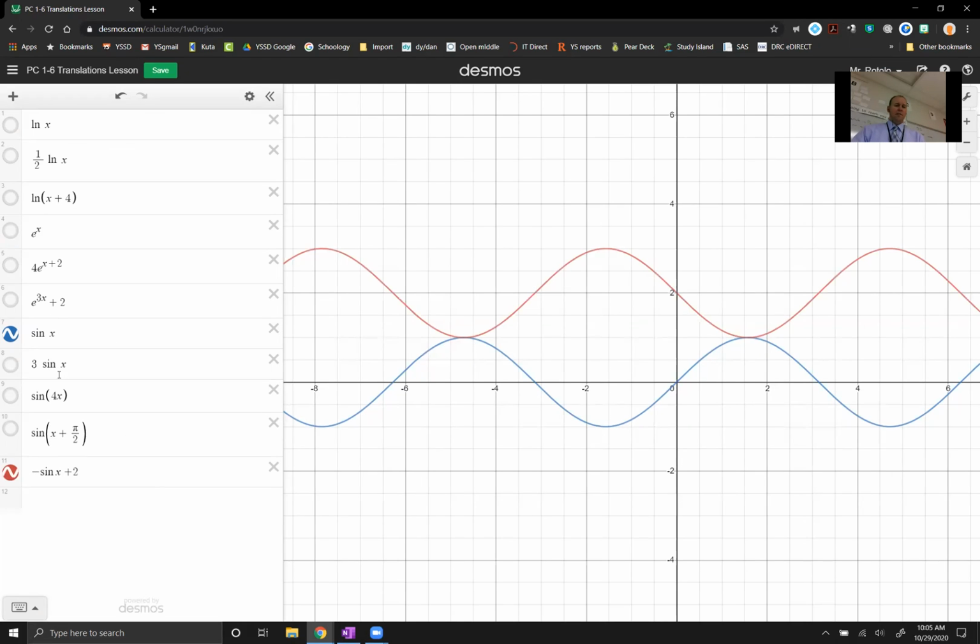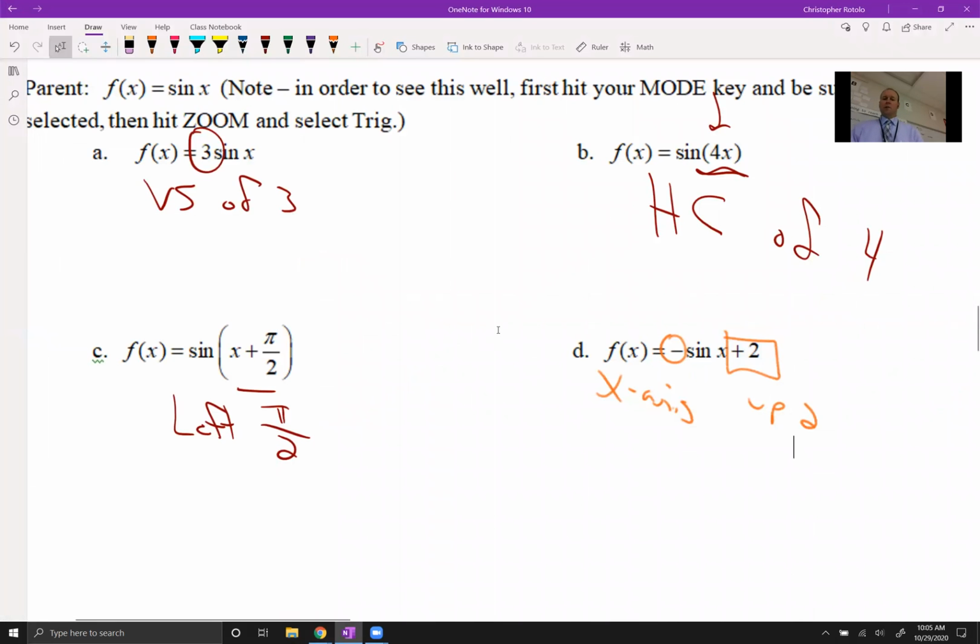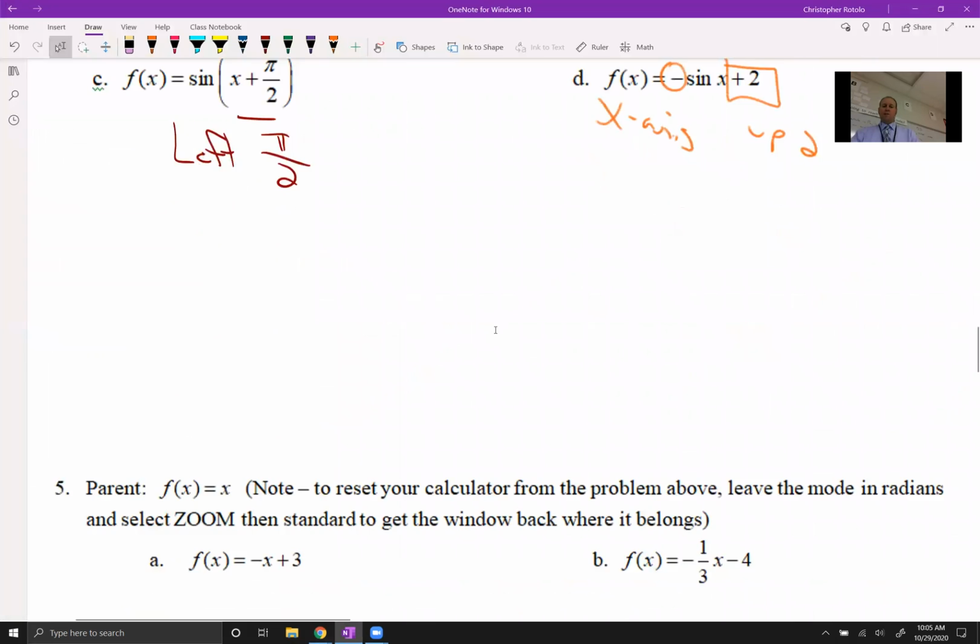So play around with any of those functions that you need. It is embedded in your OneNote, but I know sometimes that bogs down the video. So I had to go back and forth, but we should have those.